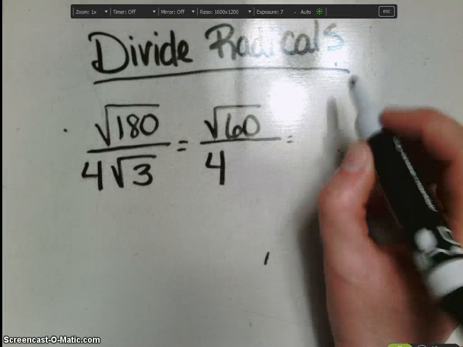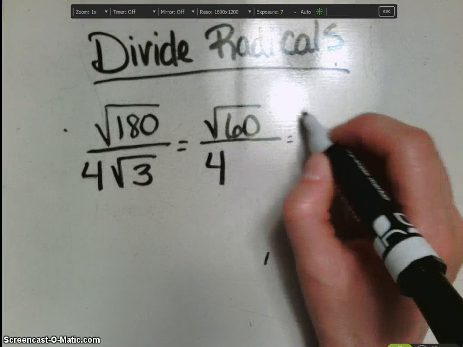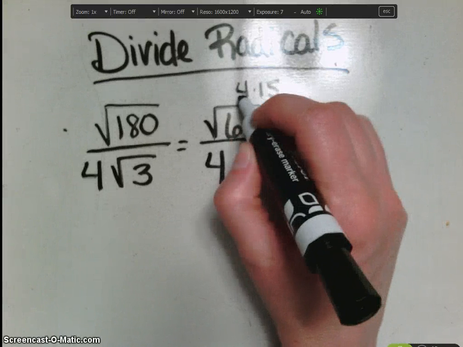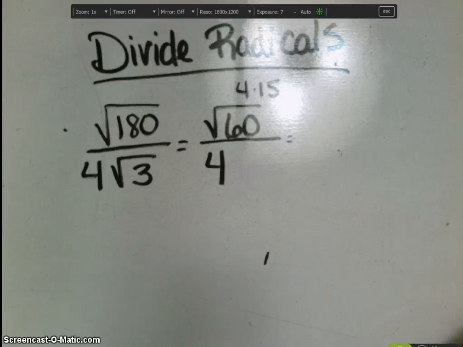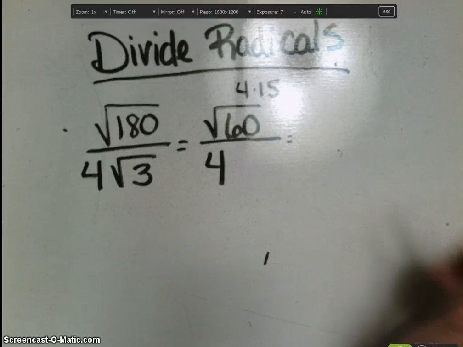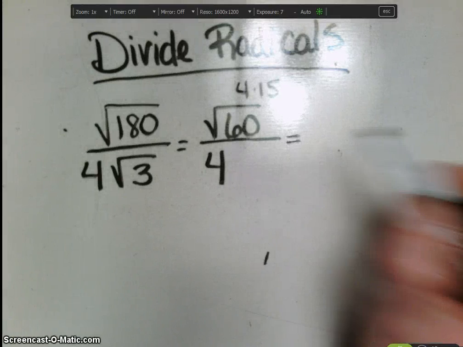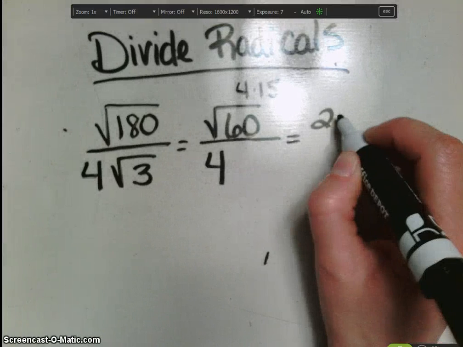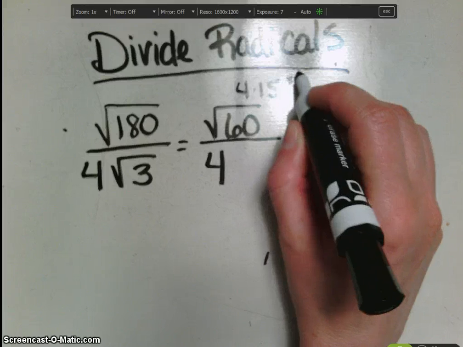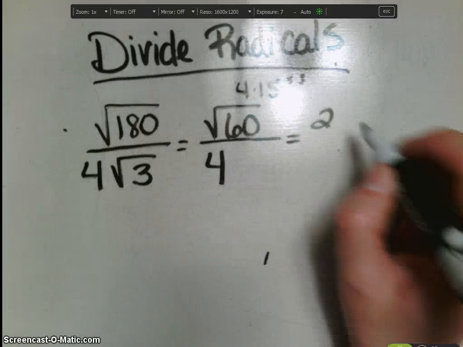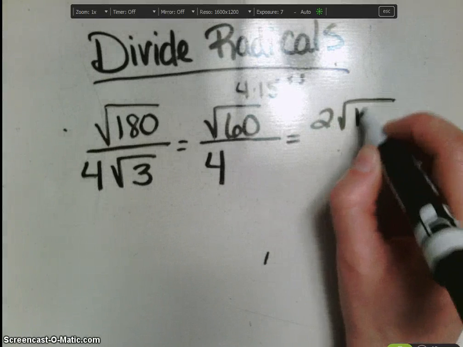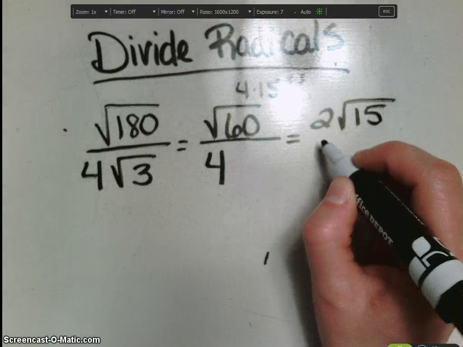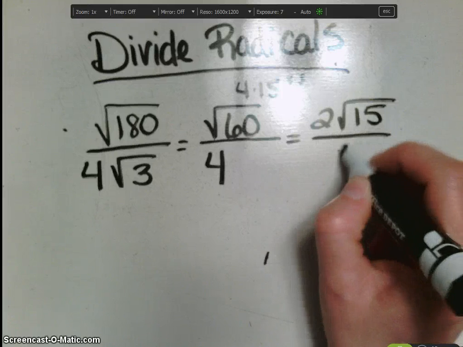Well, I know that 4 times 15 is 60. And the square root of 4 is 2, which would be a pair of 2's, for those of you that like the prime number. So 2 would come out. 15 only breaks down to 5 and 3, so there's no perfect squares in there. So it's going to stay 15. And then the 4 in our denominator goes back.